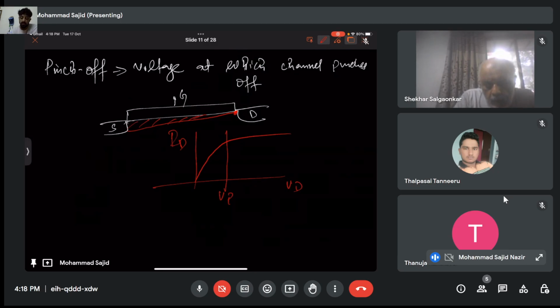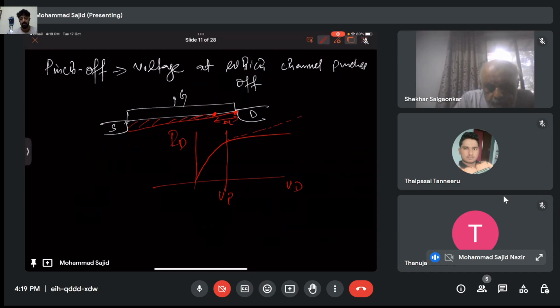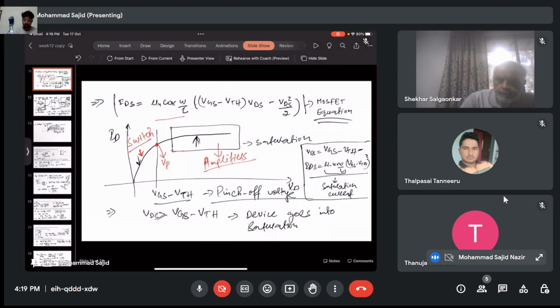And once you further increase this VD, if it happens that the channel is short, this pinch-off point goes like this. This is a delta L, and this current will start increasing like this with VD. That is channel length modulation, and we see this channel length modulation only in short channel devices. In long channel devices, L minus delta L is not that effective. All right.